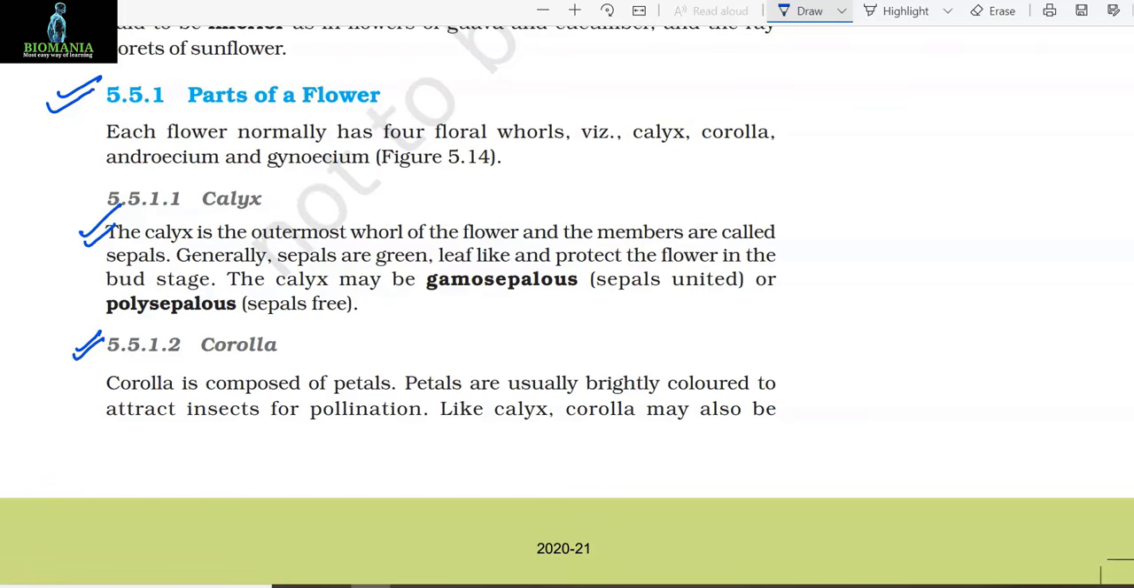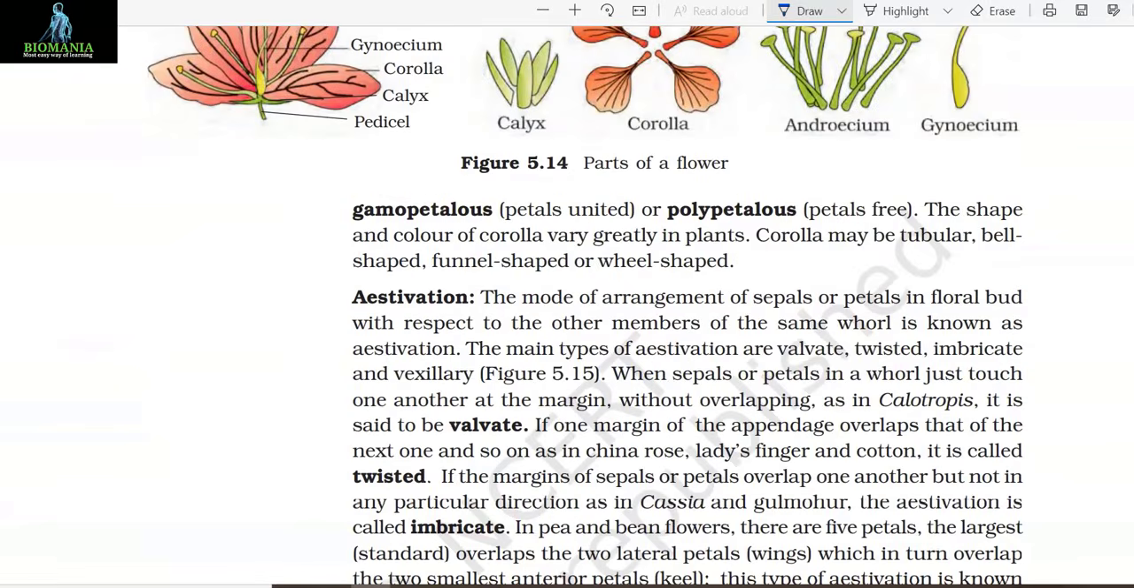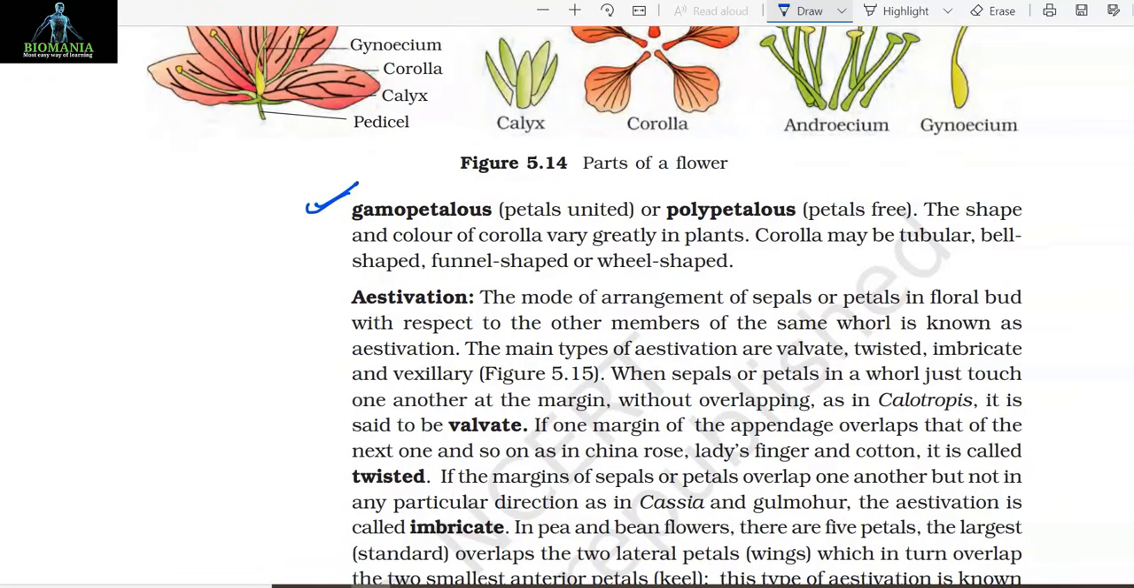5.5.1.2 Corolla. Corolla is composed of petals. Petals are usually brightly colored to attract insects for pollination. Like calyx, corolla may also be gamopetalous, that is petals united, or polypetalous, that is petals free. The shape and color of corolla vary greatly in plants. Corolla may be tubular, bell-shaped, funnel-shaped or wheel-shaped.